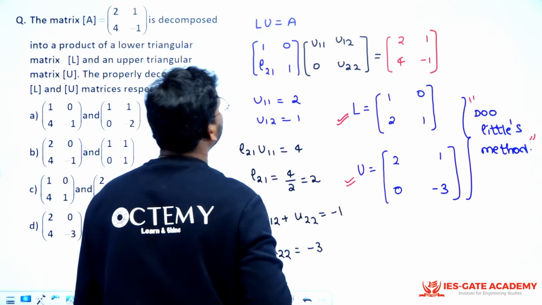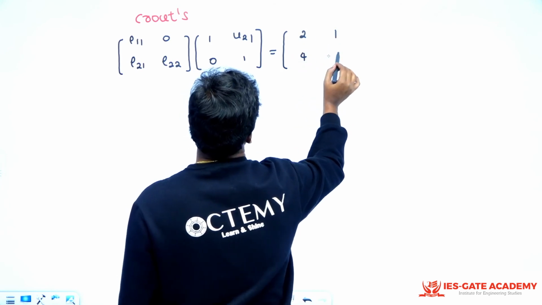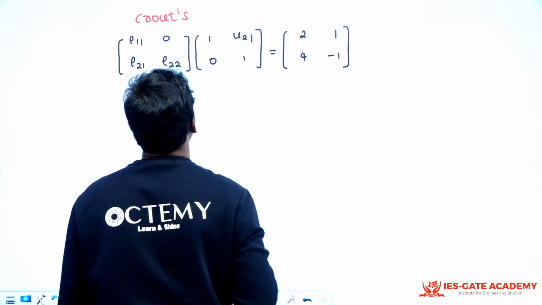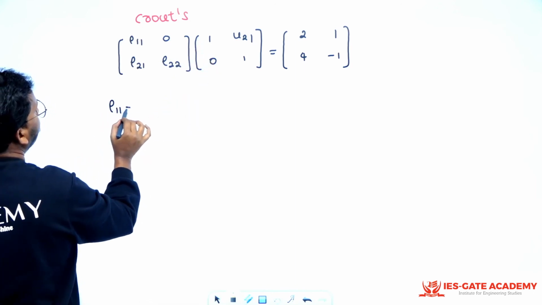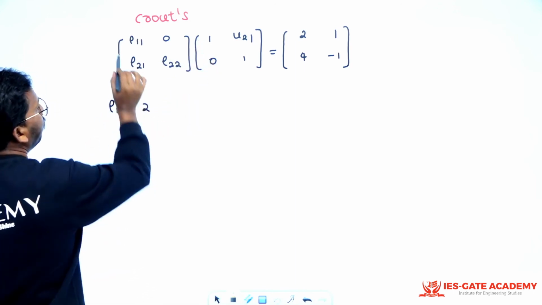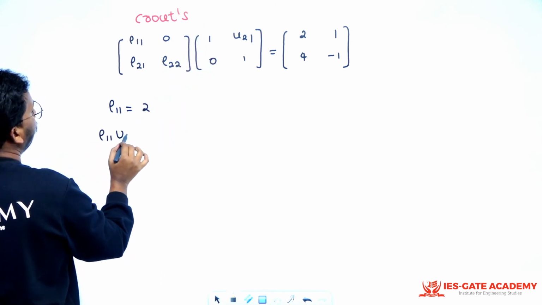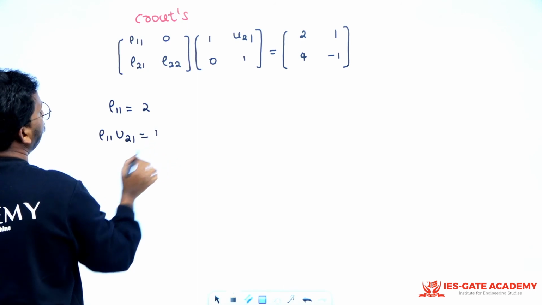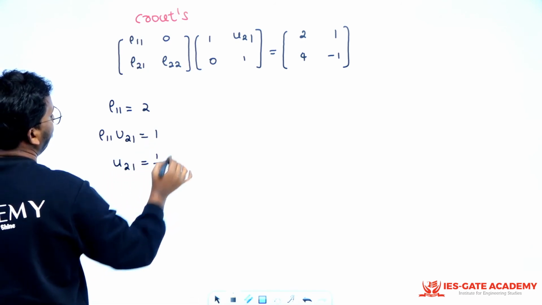The A matrix is [2 1; 4 -1]. So let us do this now. When you do this into this, you will get L11 equal to 2. Then L11 U21 is equal to 1, so what will you get? Your U21 is equal to 1 by 2.